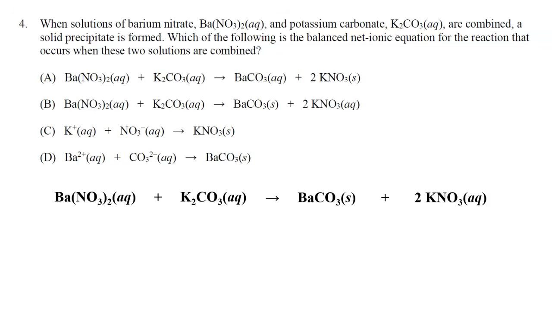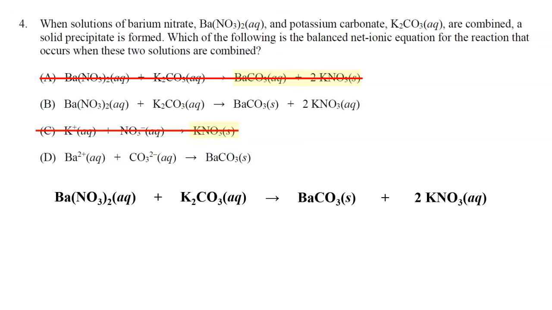Let's take a look at the 4 choices in question 4. Starting with choice A, on the right side of the equation, they're showing barium carbonate as aqueous and potassium nitrate as solid. So we know that's not correct. Barium carbonate is the solid precipitate and potassium nitrate is going to be aqueous, so we can eliminate choice A. In a similar fashion, we can eliminate choice C because it shows that potassium nitrate is in solid form. But we know that potassium nitrate is soluble and aqueous, so we can eliminate choice C. Now we've narrowed it down to choices B and D.